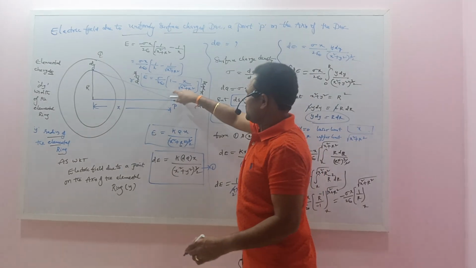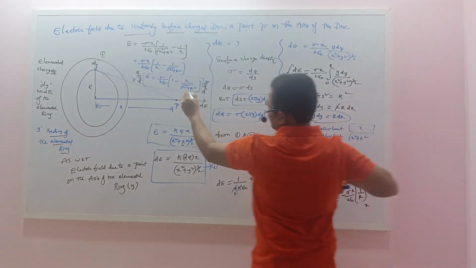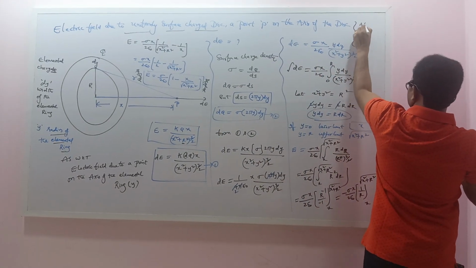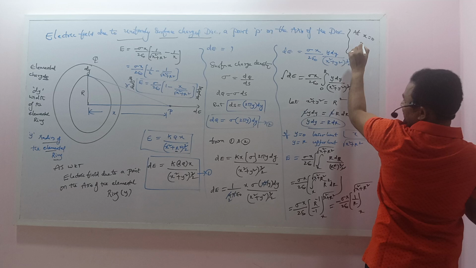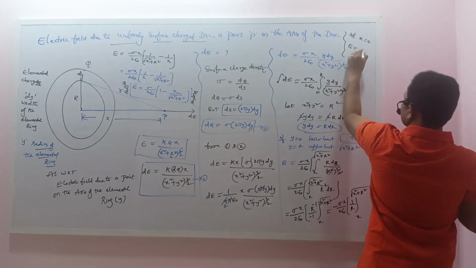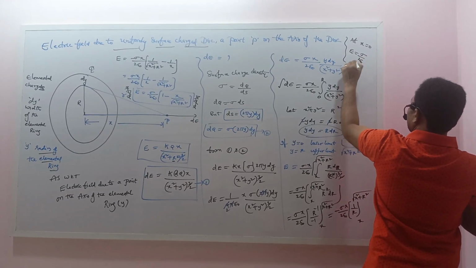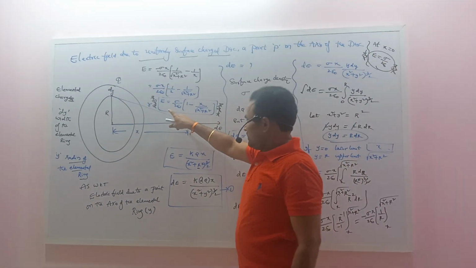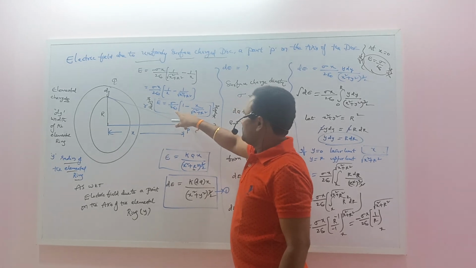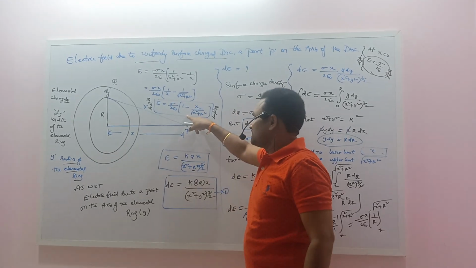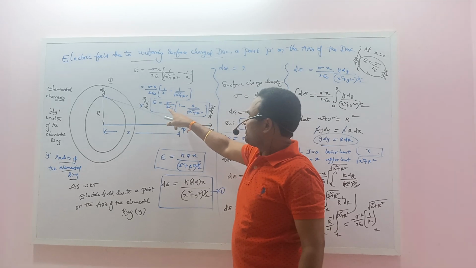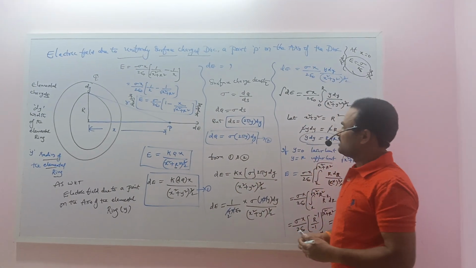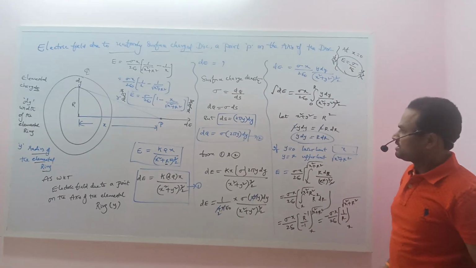Very important: if x is equal to 0, meaning the center of the disk, E is equal to sigma by 2 epsilon naught. This is the most important for JEE and even for critical thinking questions in NEET. E is equal to sigma by 2 epsilon naught into 1 minus x by root over x square plus R square. I hope that you understand this concept.